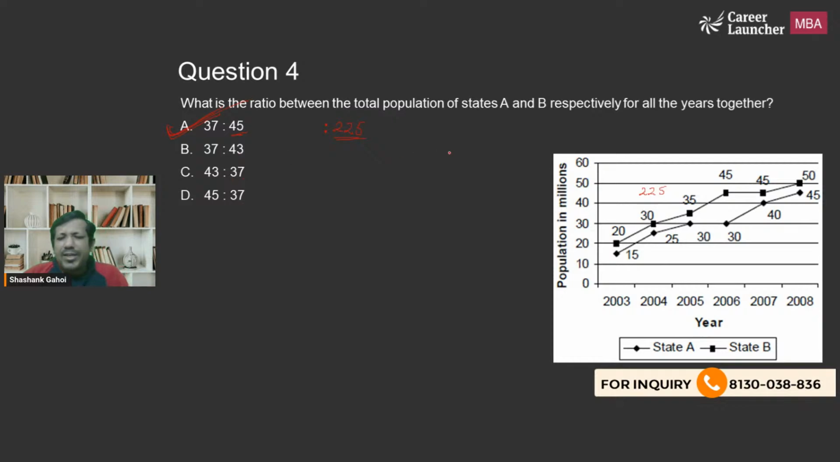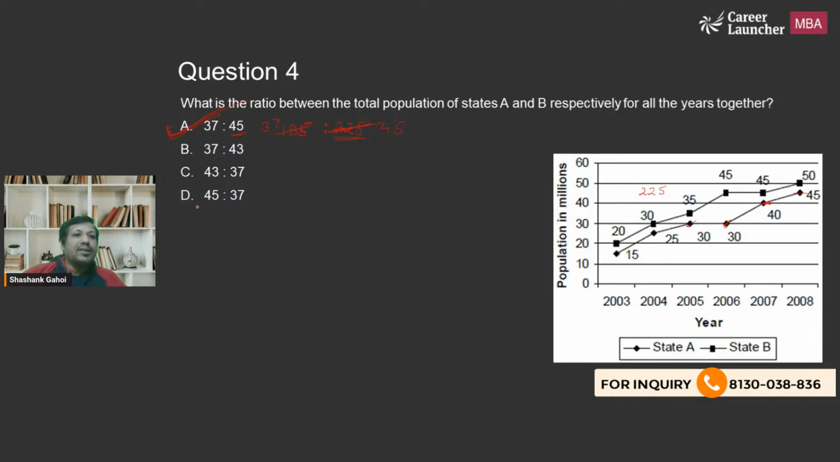Now let's calculate as well. So it is 15 plus 25, which is going to be 40. 40 plus 30 is 70. 70 plus 30 is 100. 100 plus 40 is 140. 140 plus 45 is going to be 185. So 185 is to 225, and I can cancel out by 5. So this comes out to be 37, and this comes out to be 45. So the answer of this question is going to be 37 is to 45.